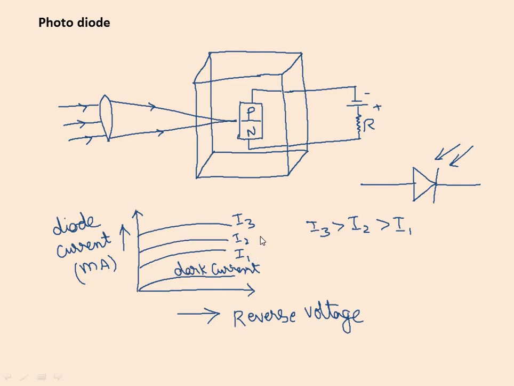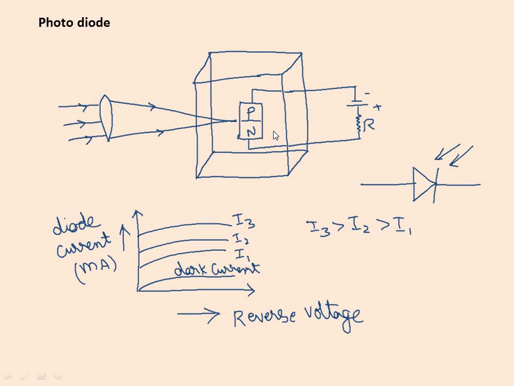So now let's understand this. Of course this is a convex lens, so all these parallel rays are being converged at this point. That's it, nothing more. So we are converging all these rays on this particular diode. Let's understand the circuit in detail now, and let's define the photodiode first of all.